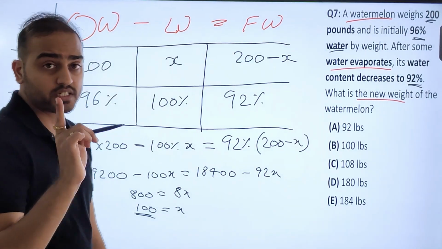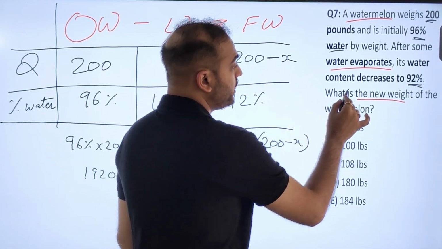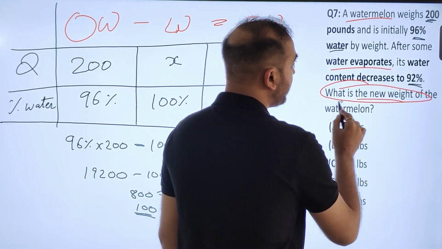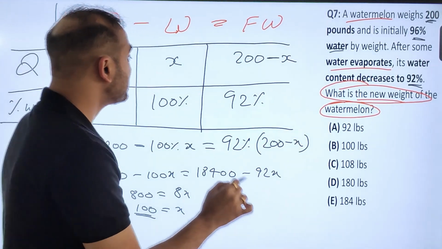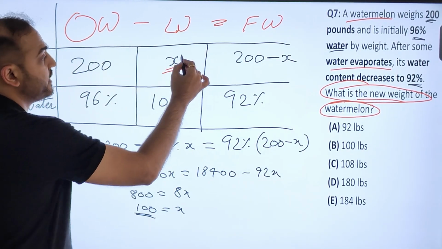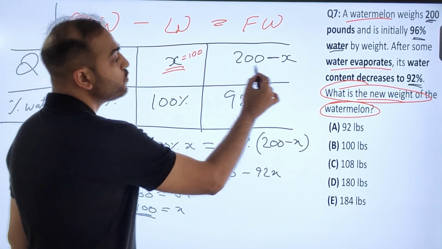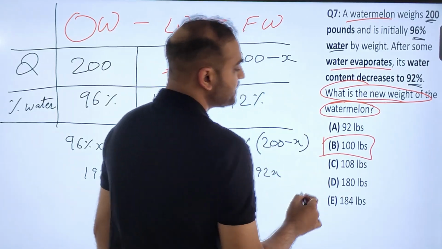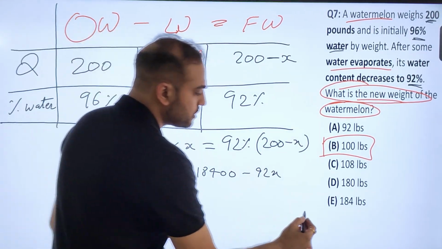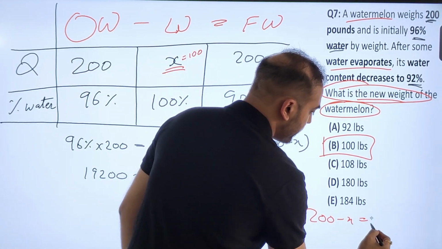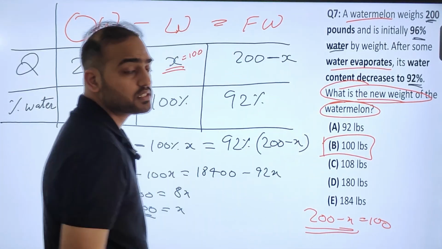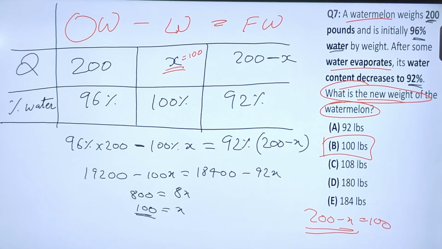Now read the question carefully. New weight of the watermelon. So they are not asking x. This x came out to be 100, but that's not the question. The question is new weight of the watermelon. In this instance, 200 minus x also comes 100, but remember they asked us 200 minus x. I hope you understand this.